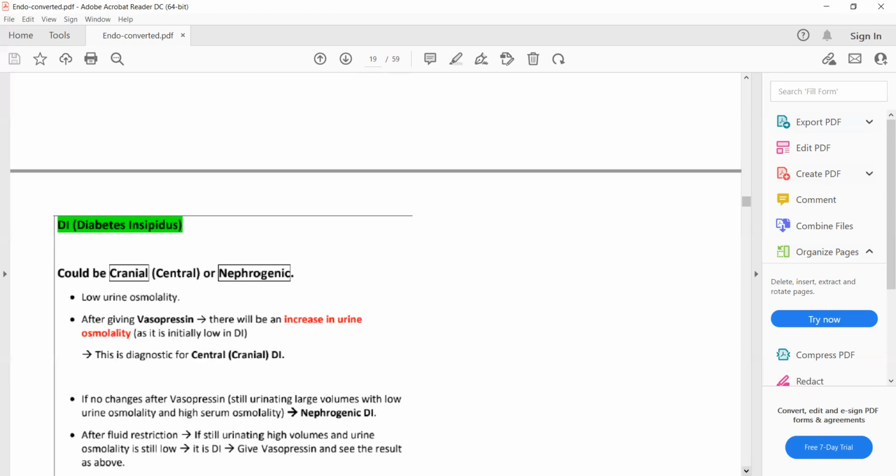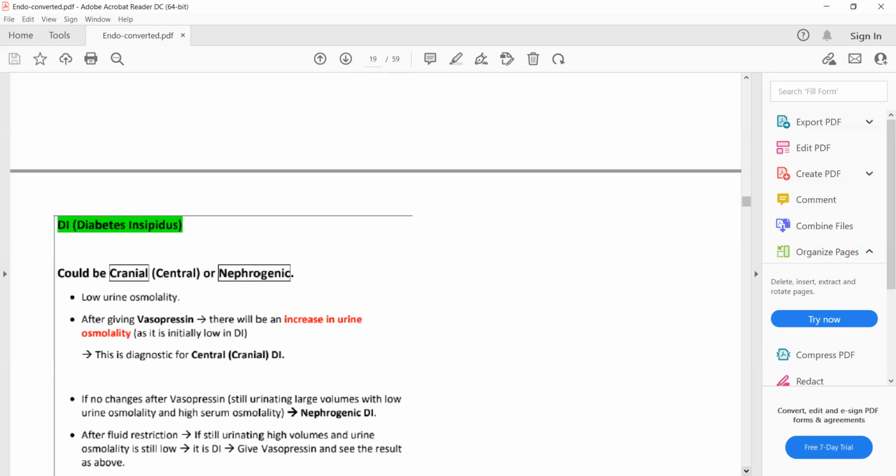The second test that we need to do is the fluid deprivation test. If urine osmolality does not increase after the fluid deprivation test, then it confirms the diagnosis of diabetes insipidus. Because normally the urine osmolality should increase after fluid deprivation, because there will be less water in urine after fluid restriction. But if it does not happen, then it confirms the diagnosis of diabetes insipidus.